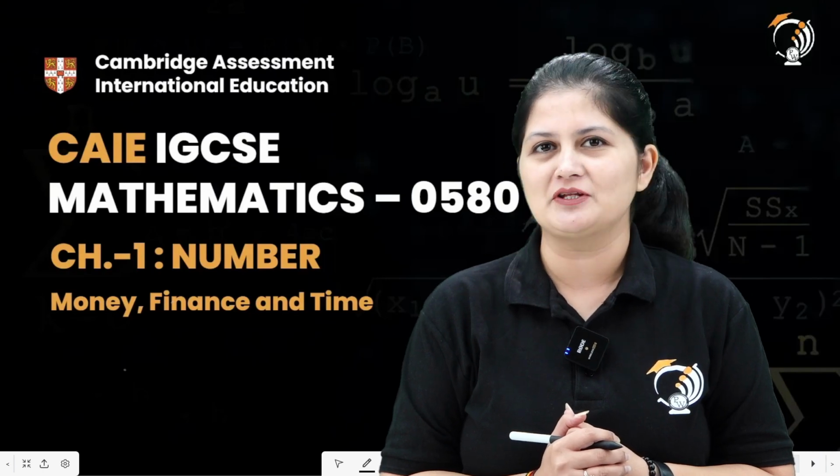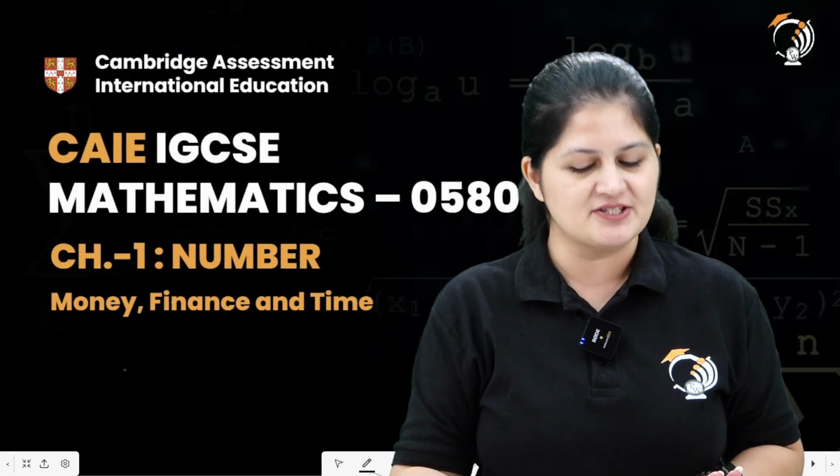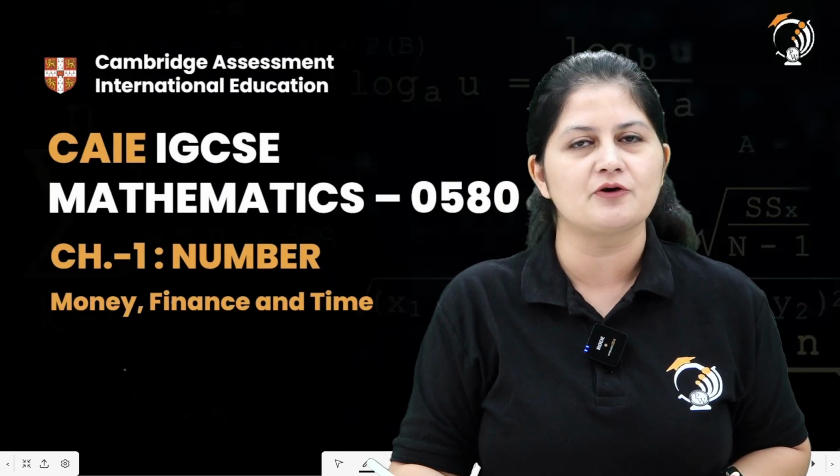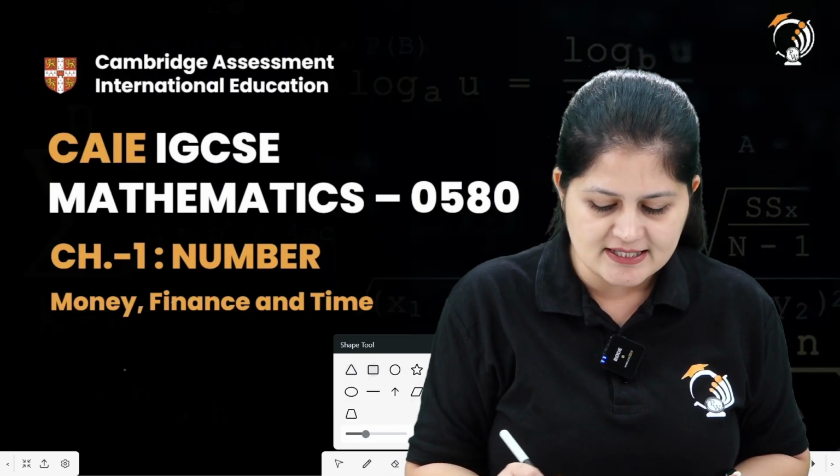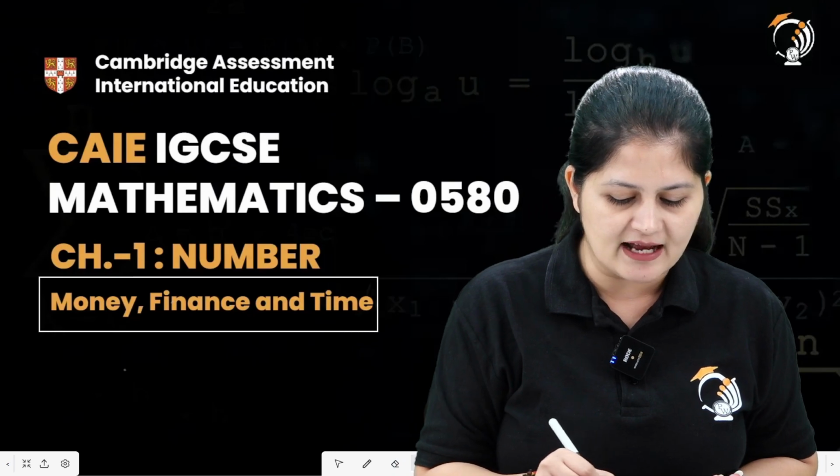I am your mathematics mentor and in today's session we are going to cover one very important topic of Cambridge IGCSE for the paper code 0580. The topic that we are going to learn in this session is money, finance and time, which is a part of your unit 1 chapter, that is number.